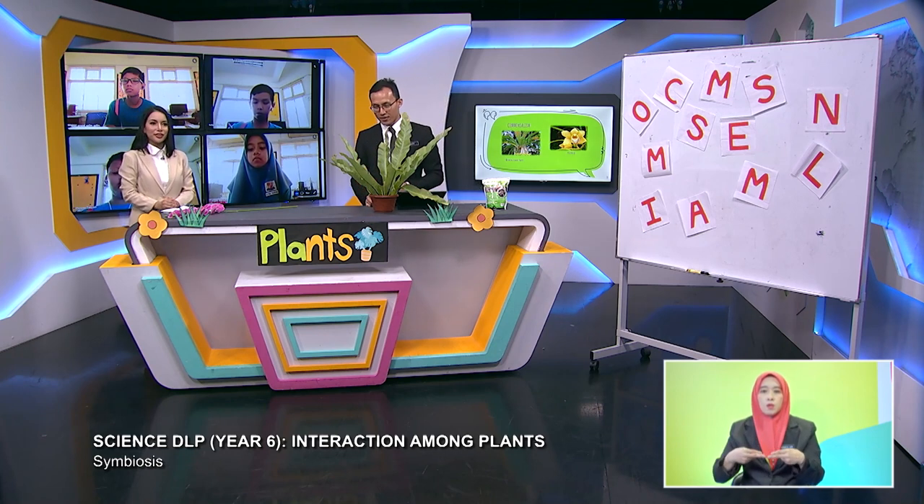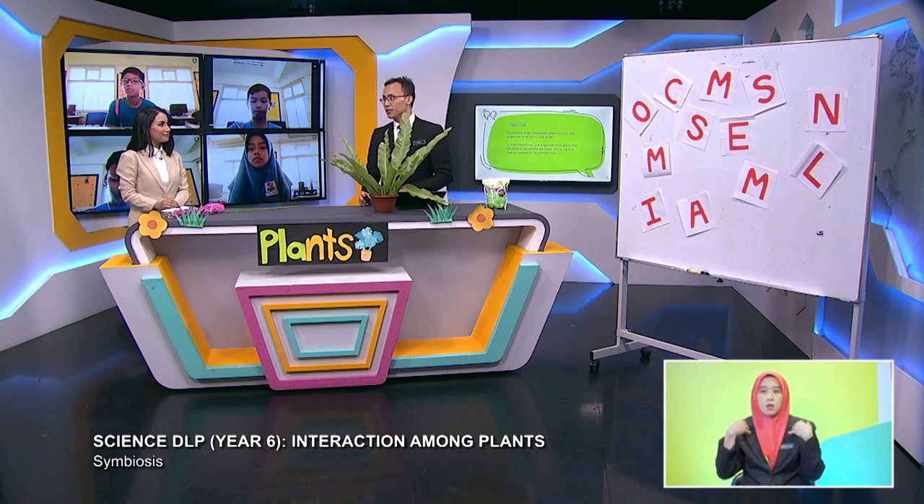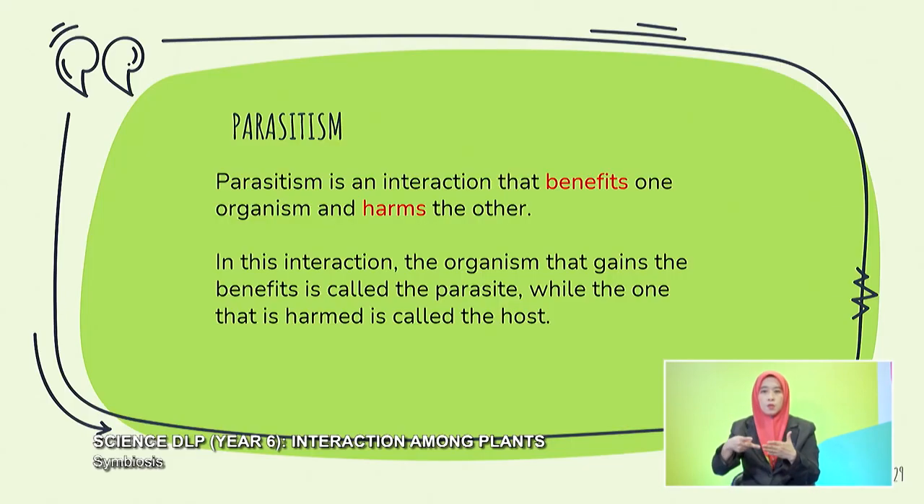All right, Mr. Q. Okay, then there is one more relationship which is called parasitism. From the definition, parasitism is an interaction that benefits one organism and harms the other. So in school I'll do this: one of the organisms benefits from it, which is also called the parasite, and then the other one will be thumbs down because it's being harmed. Right. Okay. So in this interaction, the organism that gains the benefit is called a parasite, while the one that is harmed is called the host.